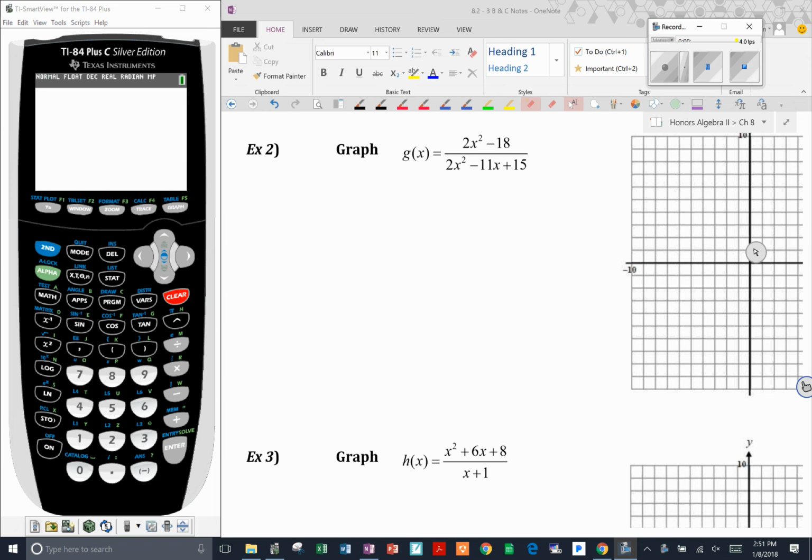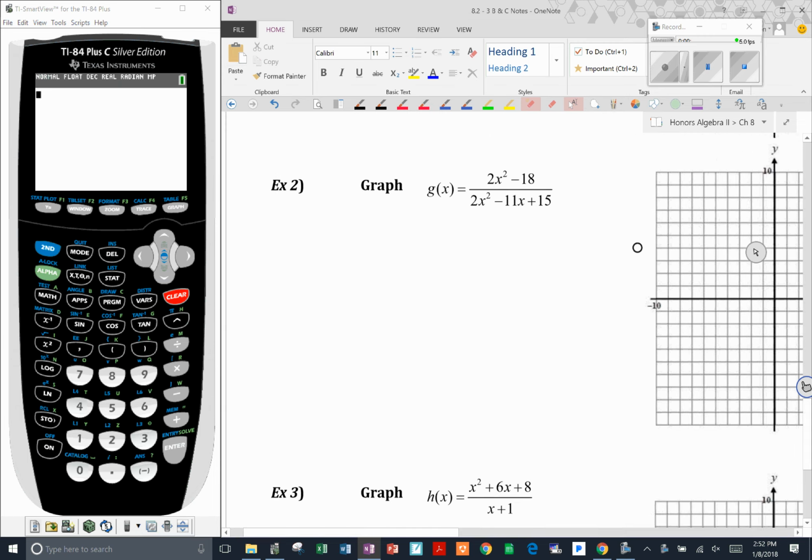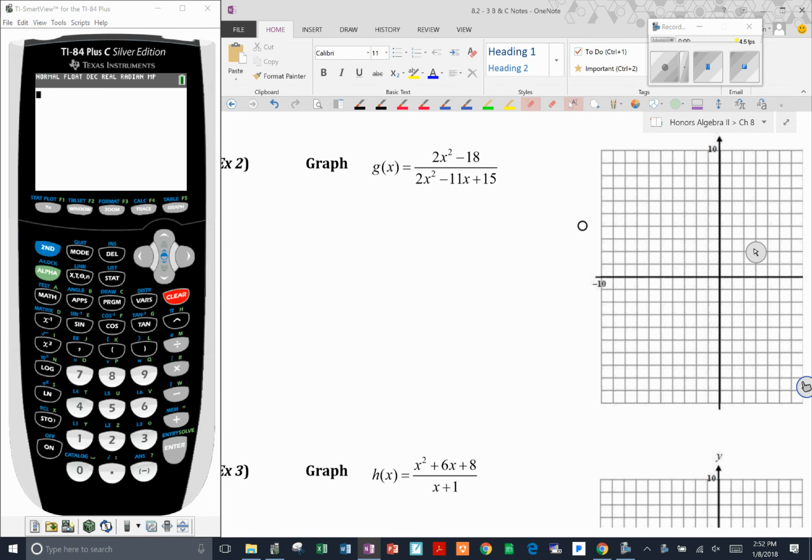All right, we're back to do some graphing of rational functions. This time we are going to do an example where the degree of the numerator and denominator are the same, but they're not both linear. This time they're both quadratic. And then we're going to have something else kind of special happen here too.